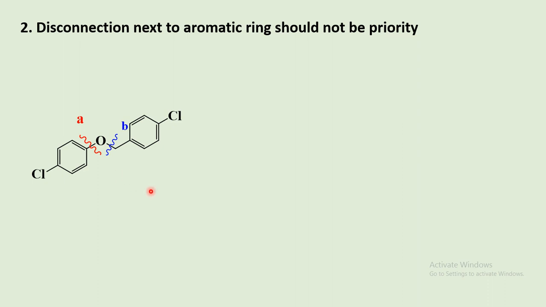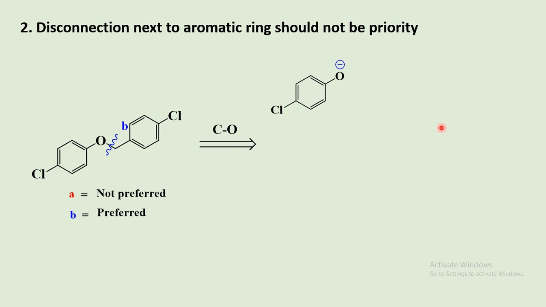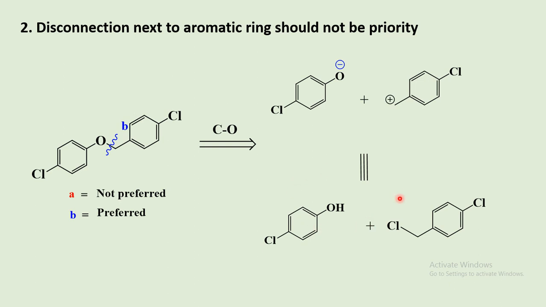So when we break it along B, then you get those two synthons in which oxygen will get a negative charge and the carbon CH2 will get a positive charge, and the synthetic equivalent can be obtained by satisfying the charge with counter ions like this.